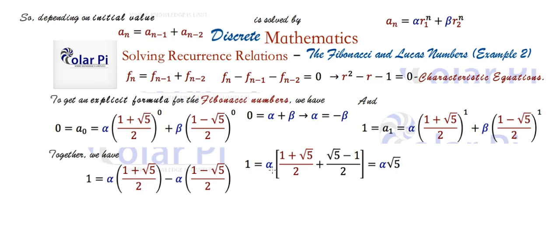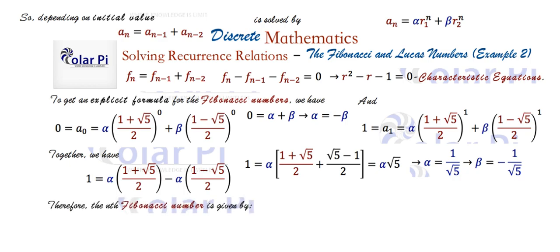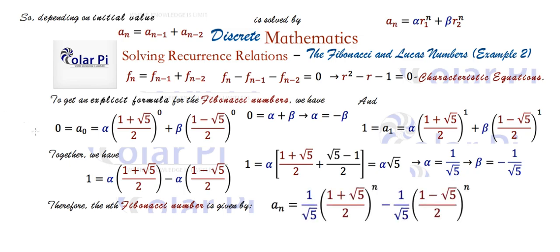So you get 1 equals alpha times root 5, meaning alpha is 1 over root 5, and therefore beta is negative 1 over root 5. And so that brings us to the conclusion for the Fibonacci number sequence, which is that the explicit formula for the nth number in the Fibonacci sequence is this right-hand side. Isn't that cool? All right.